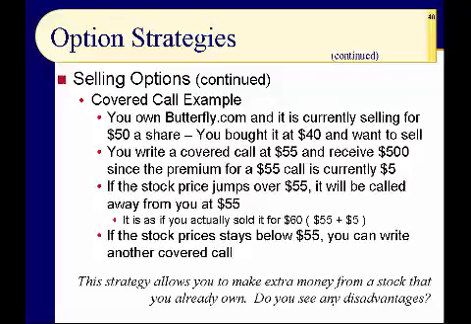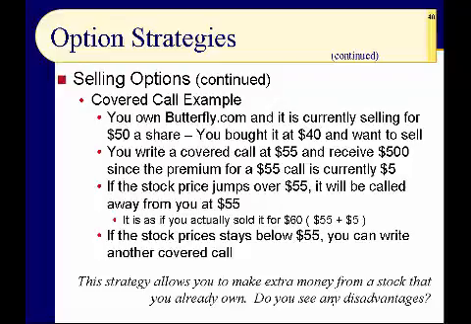So if the stock price jumps high, you're going to sell it for basically 55, but you get the extra $5, so you're selling it for essentially 60. But what if it stays below 55? Well, you can write another covered call. Right? You don't have to sell it. This strategy allows you to make extra money from a stock that you already own.